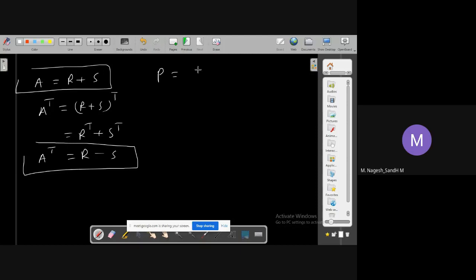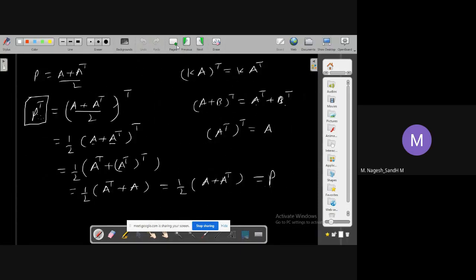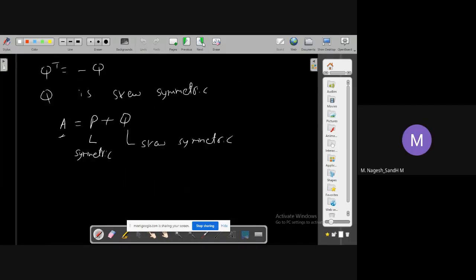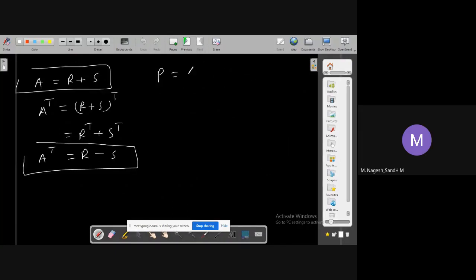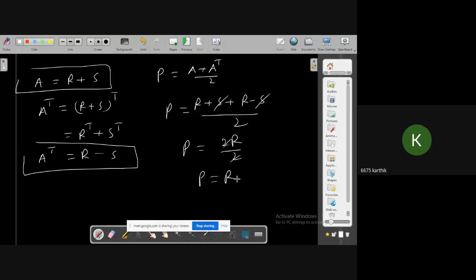So now P is equal to, starting from the formula, what is that? P is equal to A plus A transpose by 2. Now what is the A value here? R plus S. What is the A transpose value? R minus S. These two are added, by 2. P is equal to, what is that? R plus R is 2R, 2R by 2. R. P is equal to R.